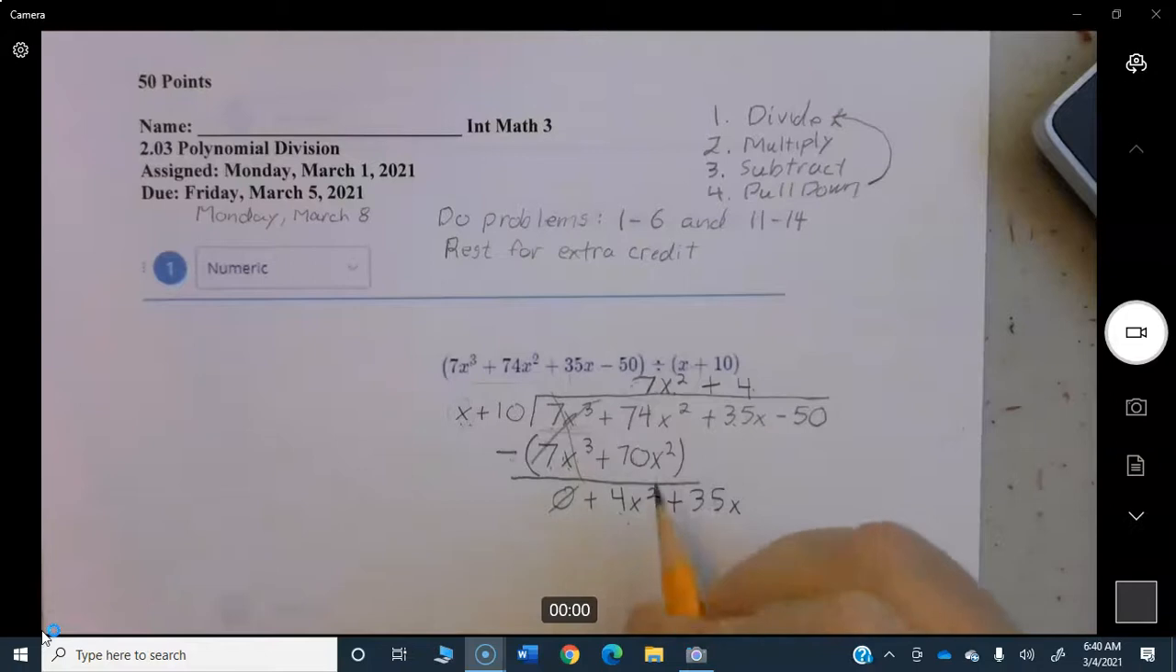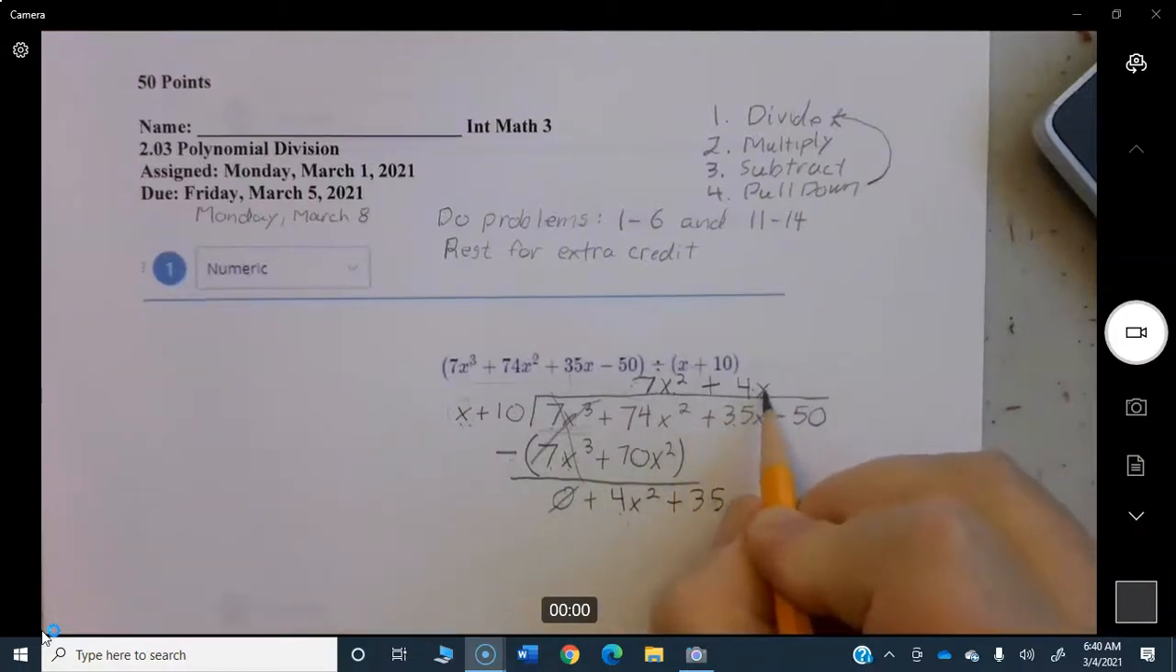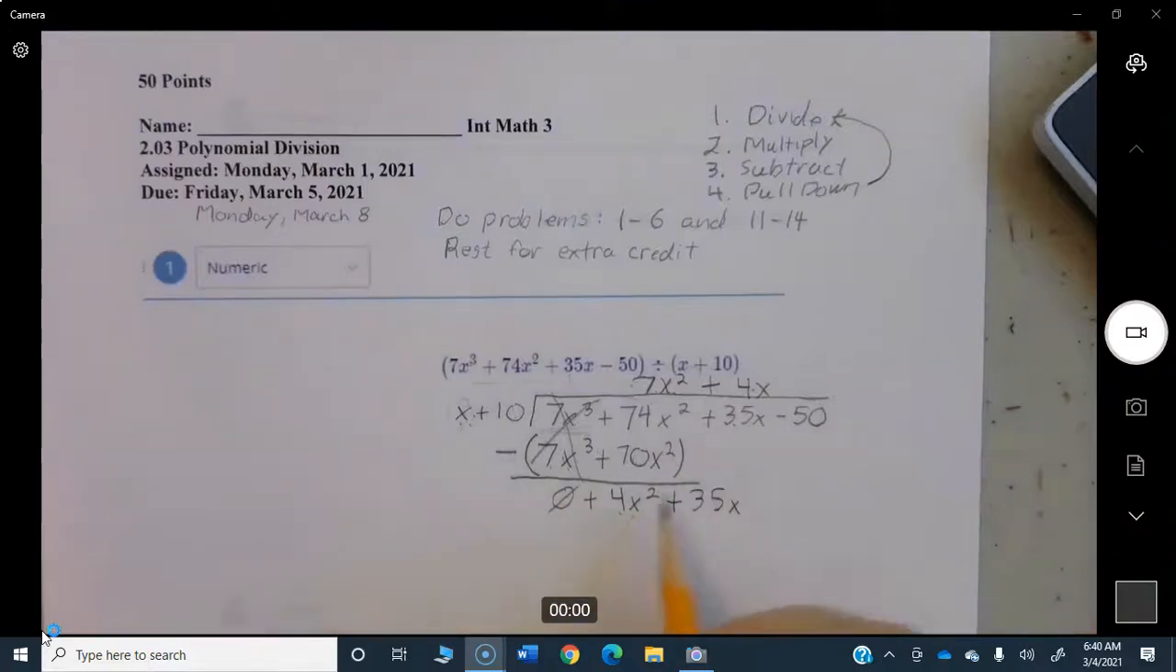4 times x, 4. And then you have to multiply by another x. X times x would be x squared. So 4x times x would be 4x squared. Okay. So we're going to come down here and we're going to open a parenthesis, put a minus sign, and put the 4x squared inside. And now 4x times 10 is going to be 4 times 10 is 40.